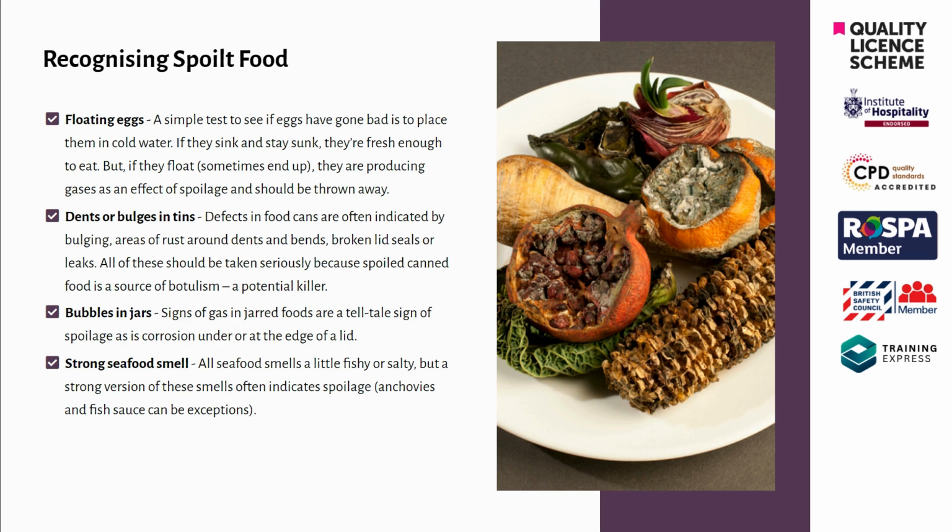Defects in food cans are often indicated by bulging, areas of rust around dents and bends, broken lid seals or leaks. All of these should be taken seriously because spoiled canned food is a source of botulism, a potential killer. Bubbles in jars. Signs of gas in jarred food are a telltale sign of spoilage, as is corrosion under or at the edge of a lid. Strong seafood smell. All seafood smells a little fishy or salty, but a strong version of these smells often indicates spoilage. Anchovies and fish sauce can be exceptions.